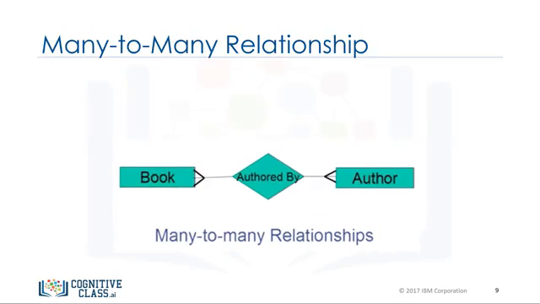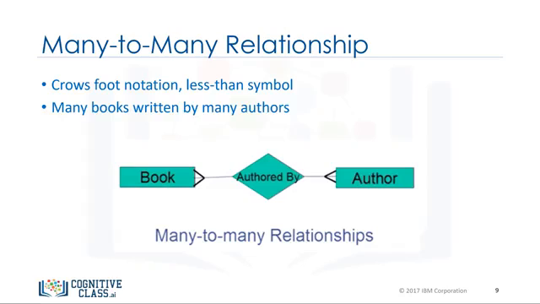To represent many authors writing many books, use the greater than and less than symbols on either side of the relationship set. This is called a many-to-many relationship. Each entity in the entity set is participating in more than one relationship. Many books being written by many authors, or many authors writing many books.